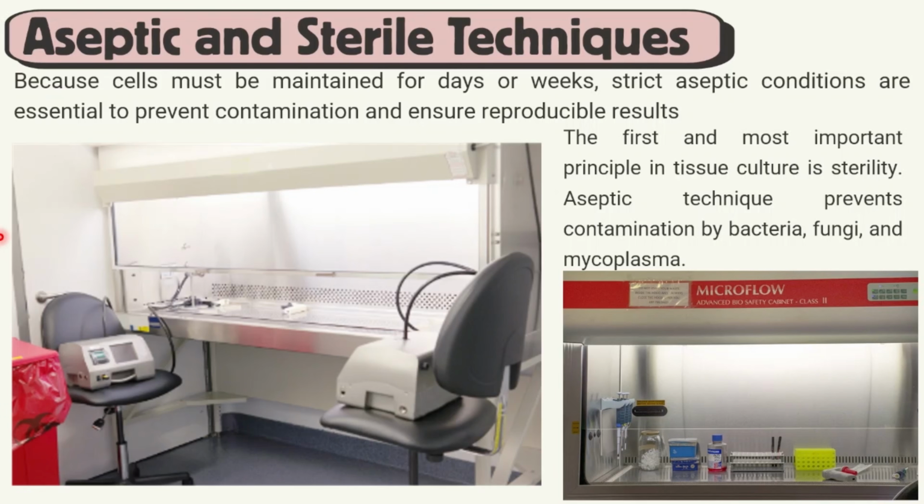Now, a vital part of cell culture technique is the antiseptic and sterile techniques because cells must be maintained for days and even weeks. Because of this, strict antiseptic conditions are essential to prevent contamination and ensure reproducibility of results. So, sterility is the most important principle when conducting research with tissue culture. And the first way to observe antiseptic and sterile techniques is with the use of a laminar flow hood, the device you can see on the screen. It is a working space for cell and tissue culture technique. It is also specially equipped to suck in the air and prevent contamination.